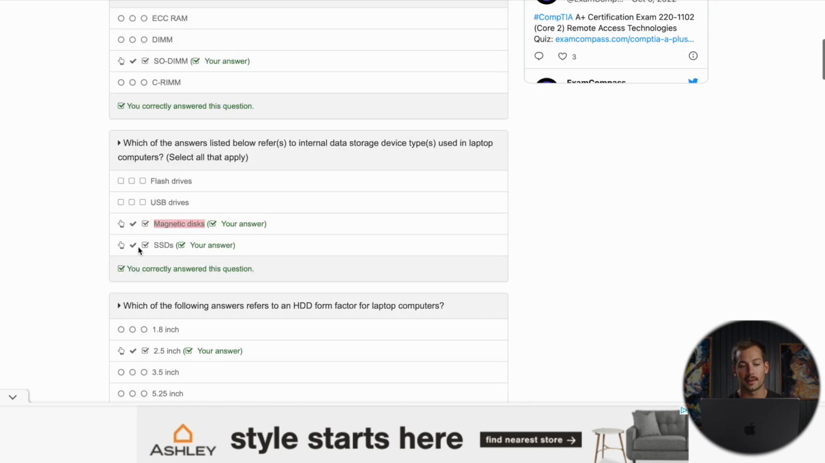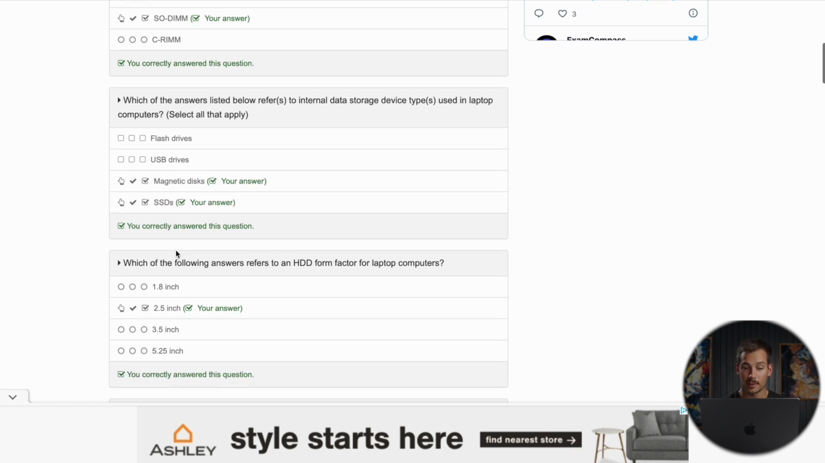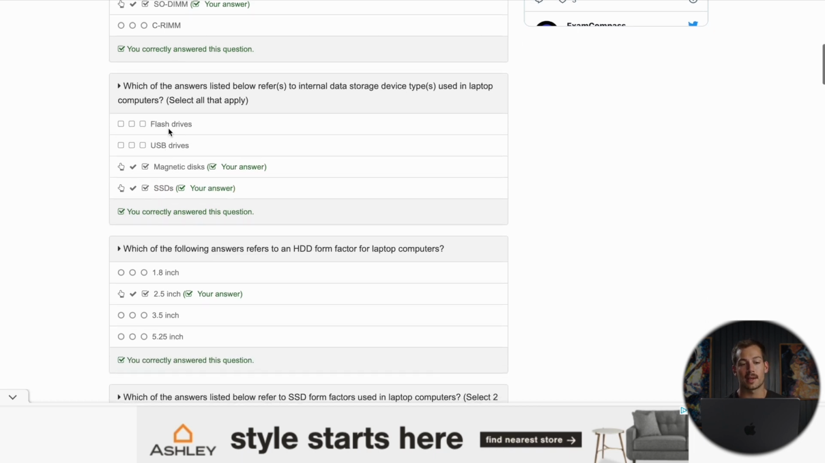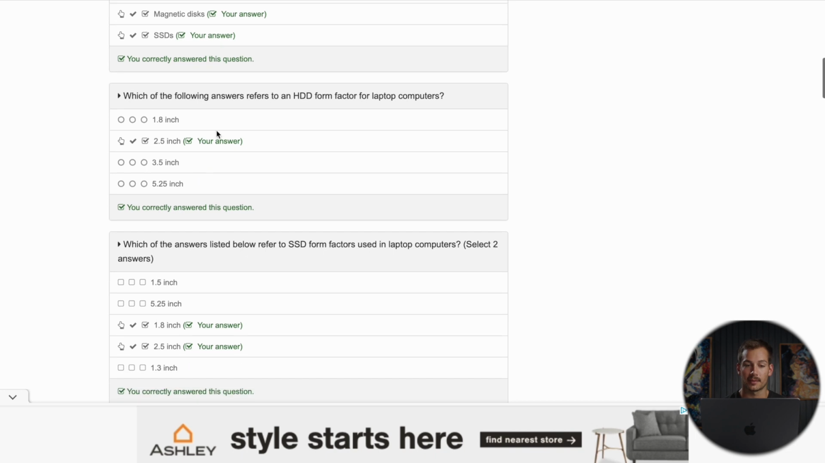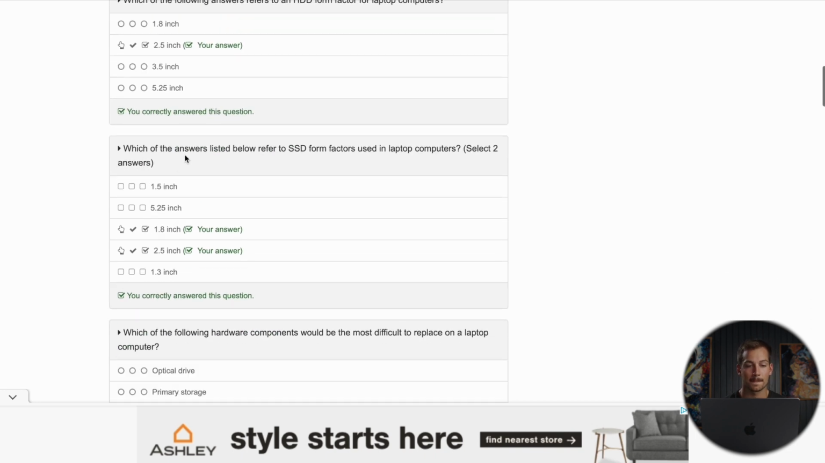Magnetic disks and solid state drives. These are internal storage solutions for laptops. USB and flash drives are external. We have a memory thing here. We've got 2.5 inches. This is the form factor for a hard disk drive in laptops. And for SSDs, we have 2.5 inch as well as the 1.8.